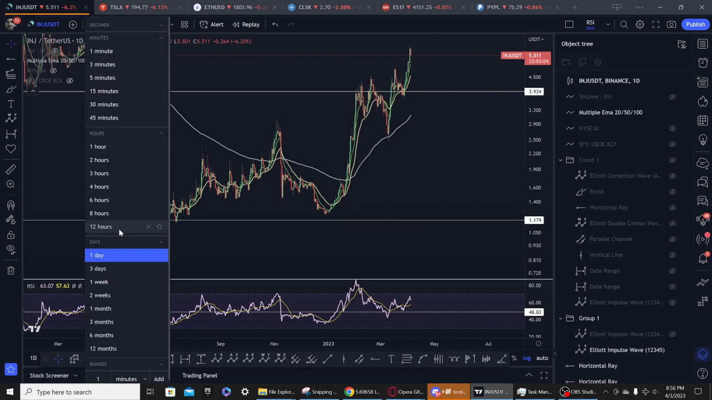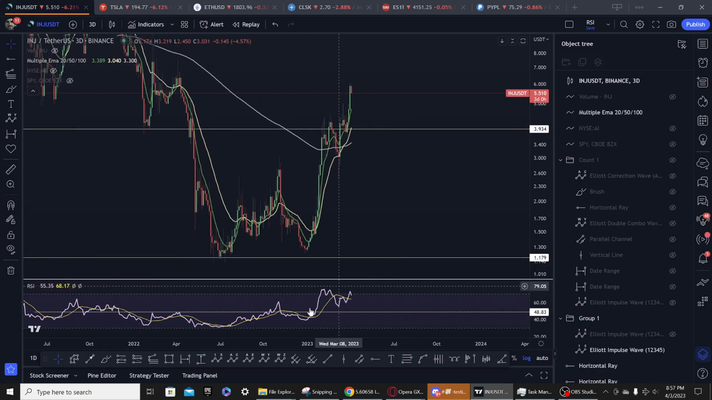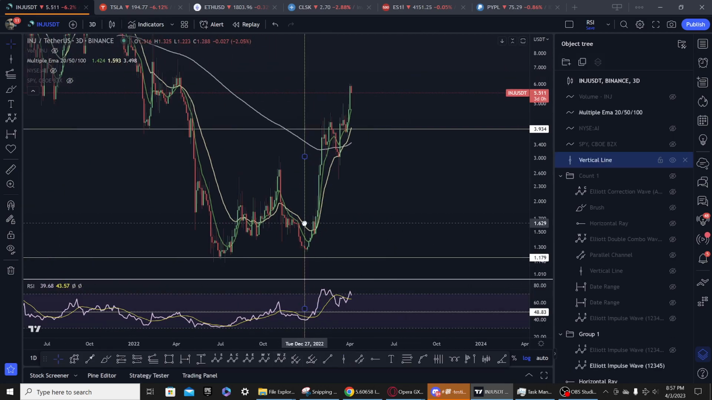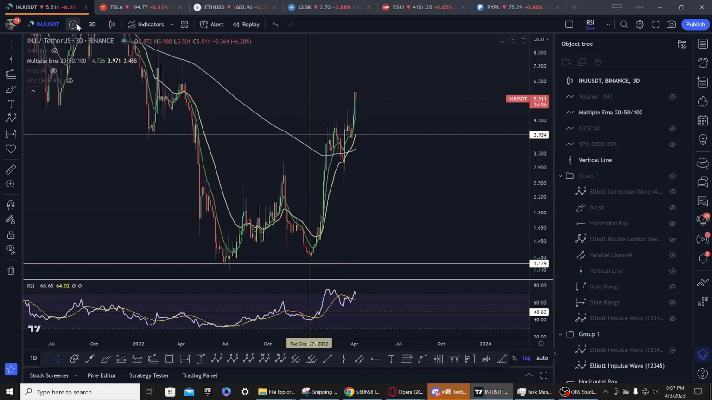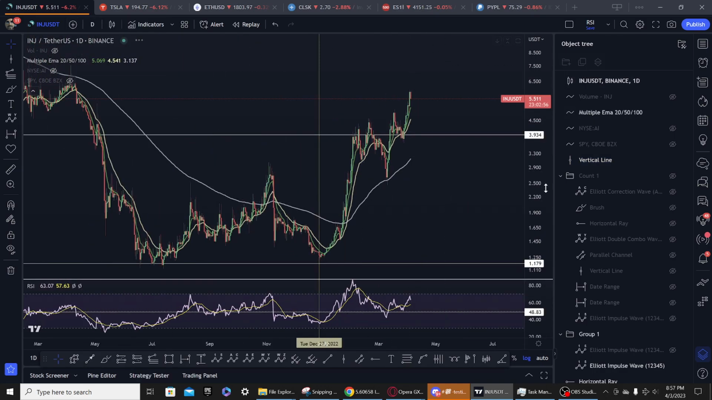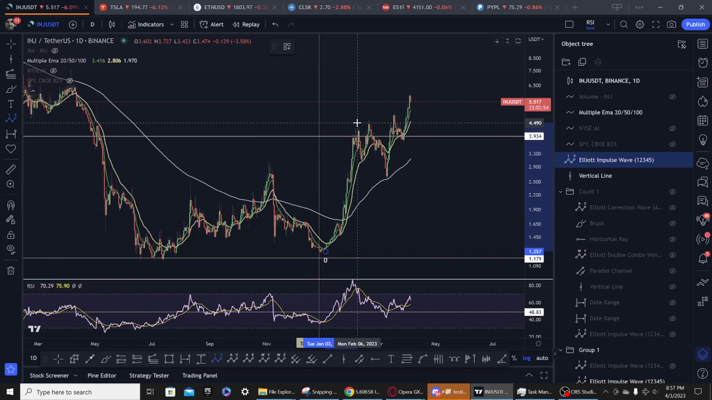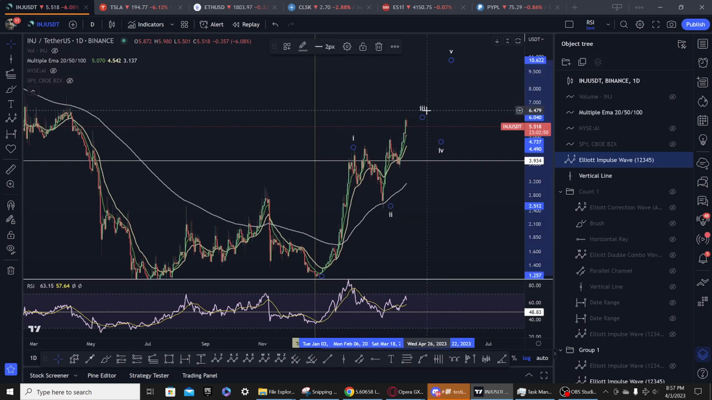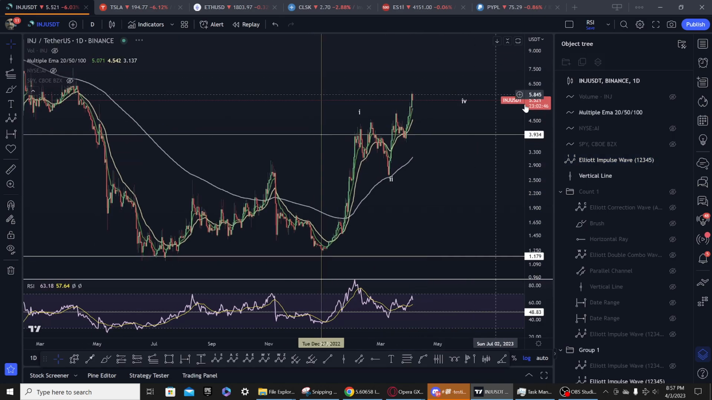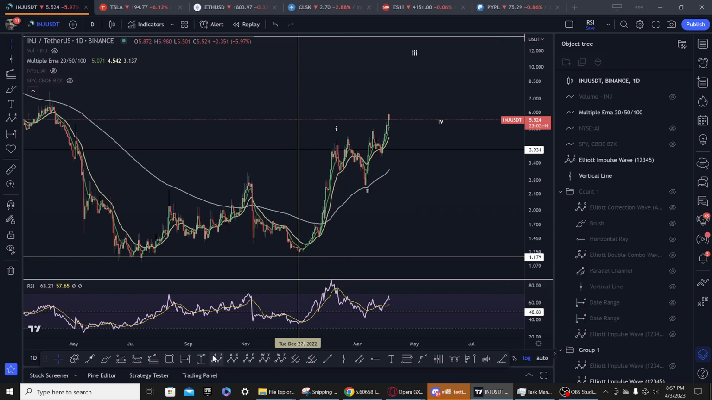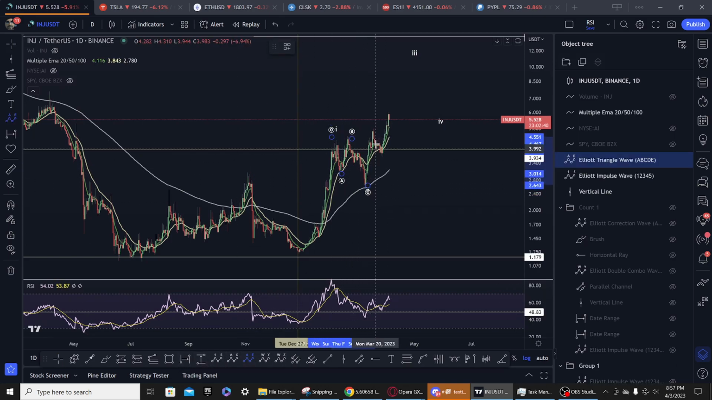And then let's look at a different count. Let's assume that this is the low, and then we put in 1, 2, 3, 4, and 5.